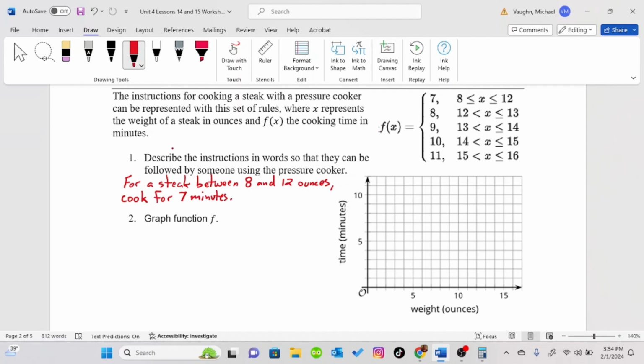Then if you look at the other rules, each rule going down adds 1 ounce to the weight of the steak. And we see that the value adds 1 extra minute. So we would say for each additional ounce, cook for 1 additional minute.